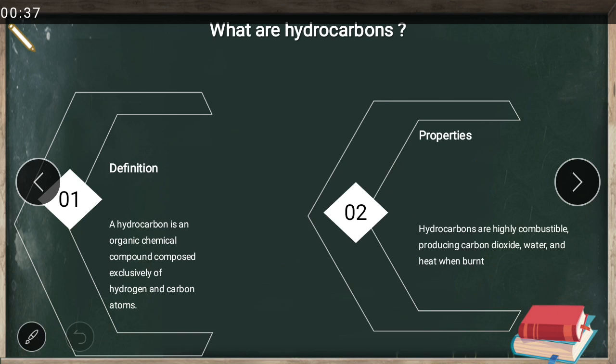A hydrocarbon is an organic chemical compound composed exclusively of hydrogen and carbon atoms. Okay, the definition. Now, if we look at the properties of hydrocarbons, we find that hydrocarbons are highly combustible, producing carbon dioxide, water, and heat when burned.